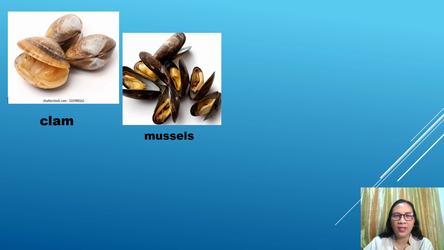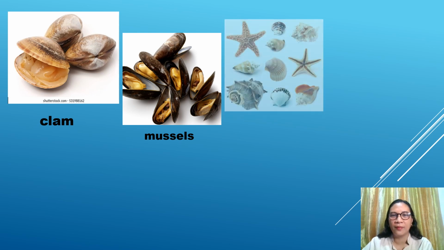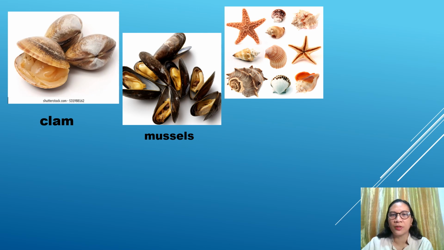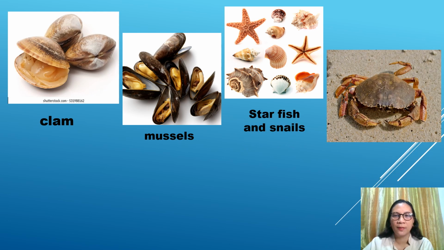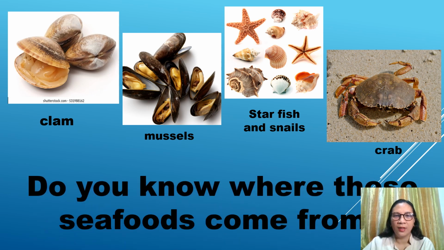What is this in Tagalog? Very good. These are tahong. How about the third picture? Yes, we have starfish and snails. And the last one? What is this? Very good. This is a crab. Do you know where these seafoods came from?